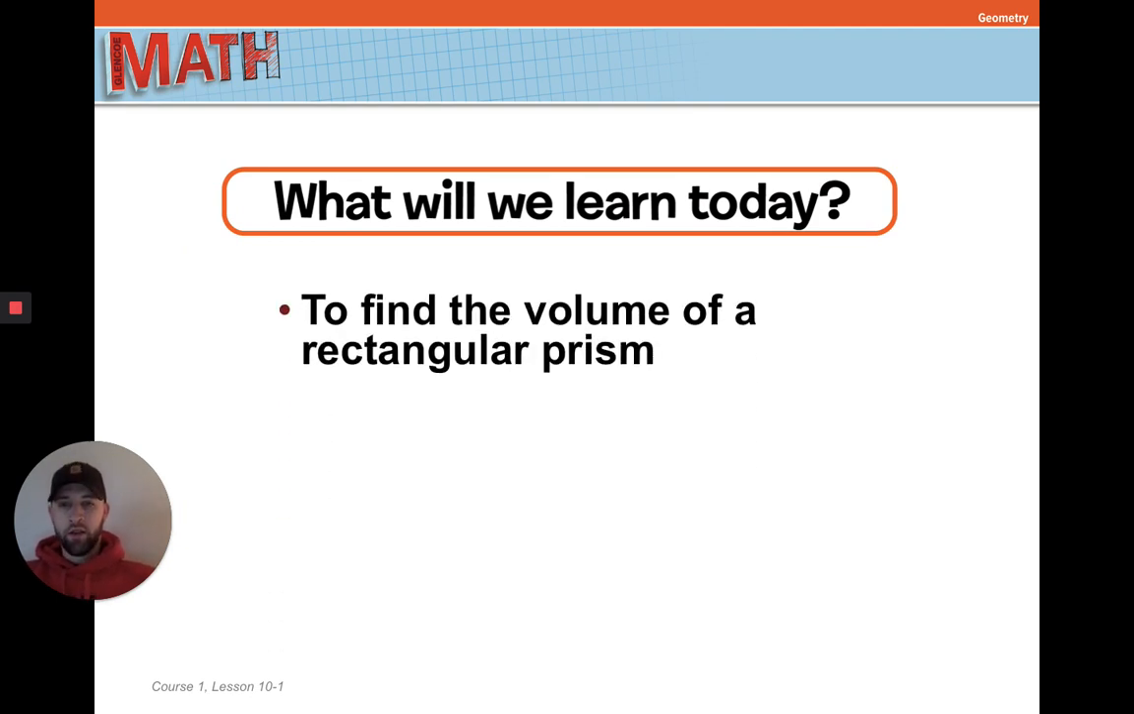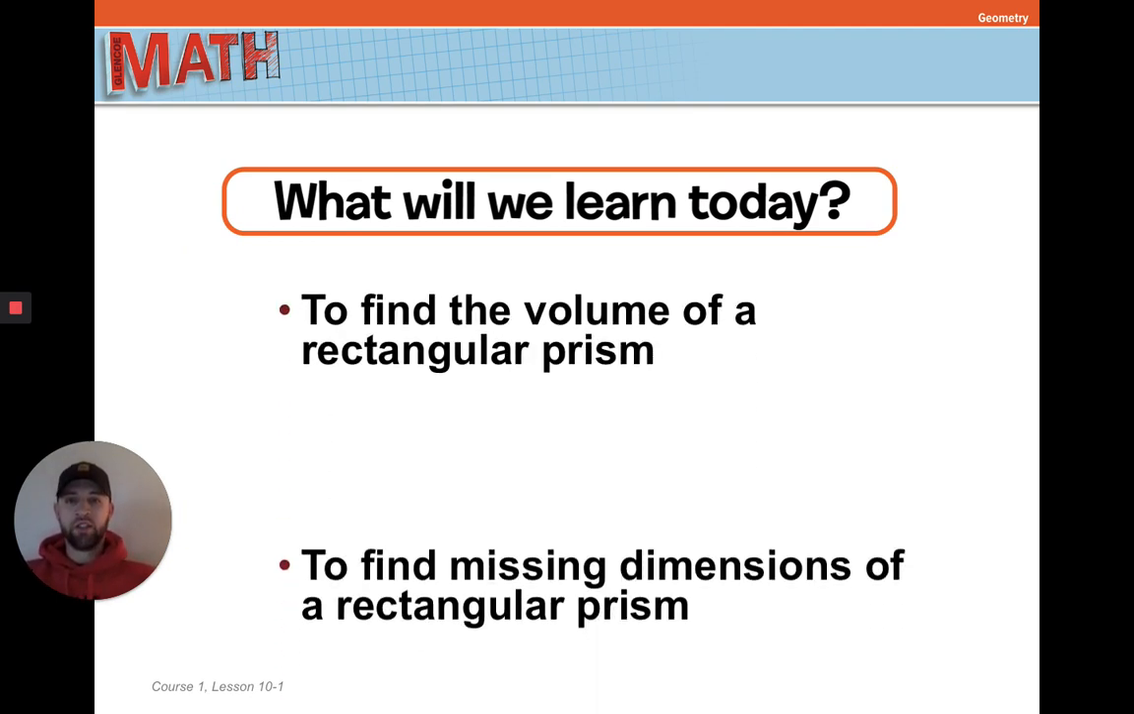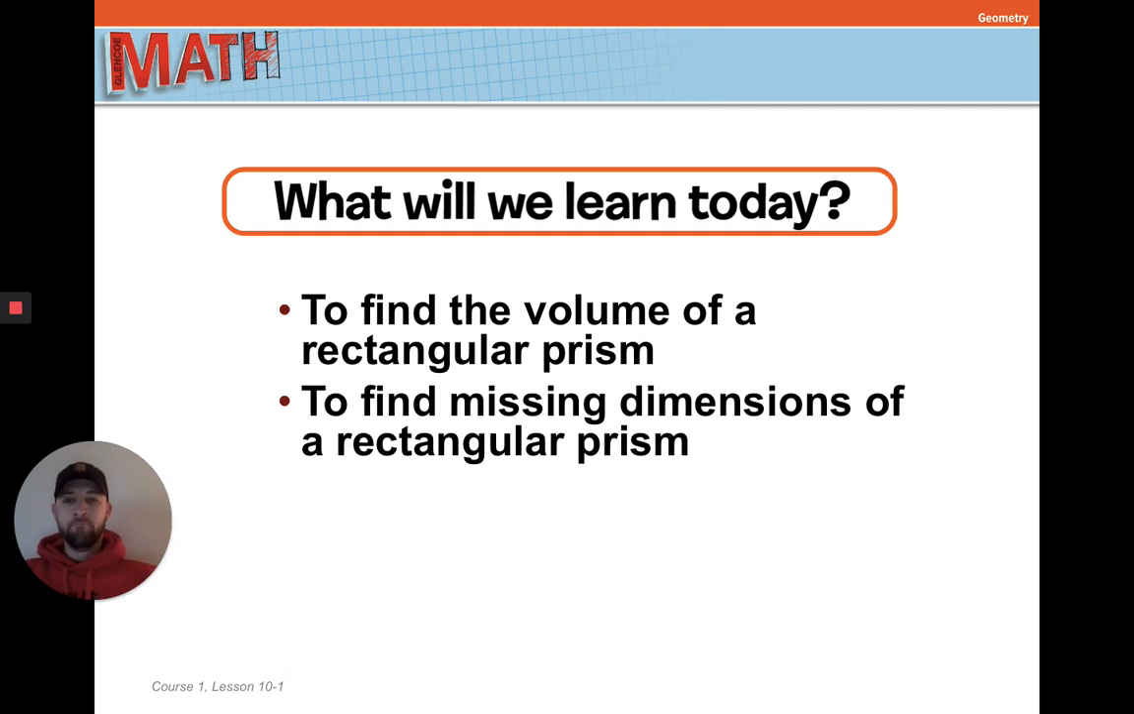What are we going to learn today? We are going to find the volume of rectangular prisms. And if we have time, we'll do missing dimensions of rectangular prisms. I am going to try and squeeze in triangular prisms on this video as well. So the first part will be rectangular prisms and the second part will be triangular prisms.